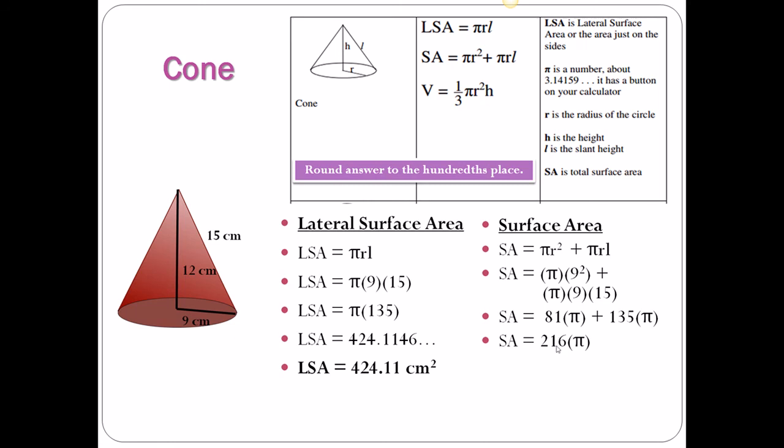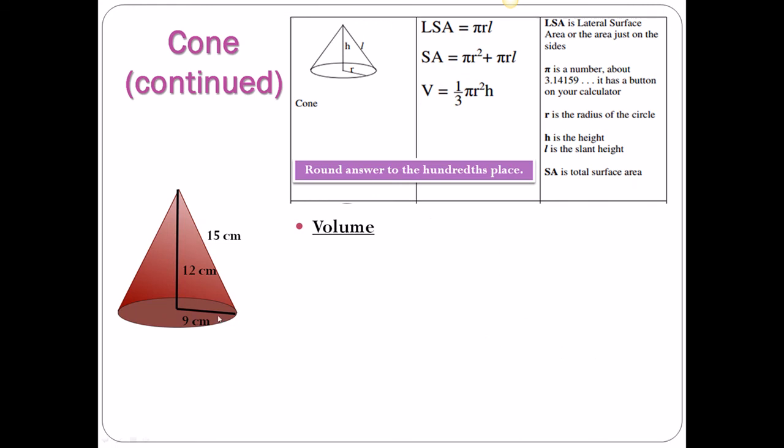Now I'm going to multiply 216 times pi, and you'll get a long decimal. And we look with tenths, hundredths, thousandths. That 3 is lower than 5, so the 3 tells the 8 to stay the same. So 678.58 centimeters squared. So that's how much material you would need to actually make this cone and have it be hollow inside. One more formula there, volume. So let's fill in the cone. We got to fill it up with something.